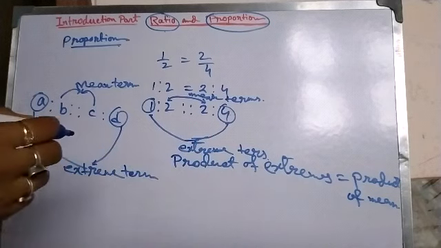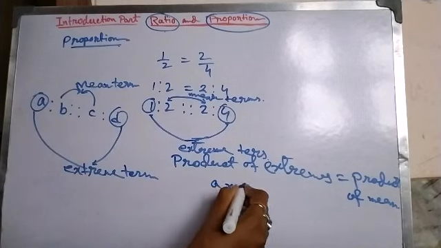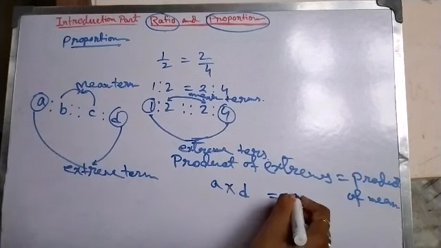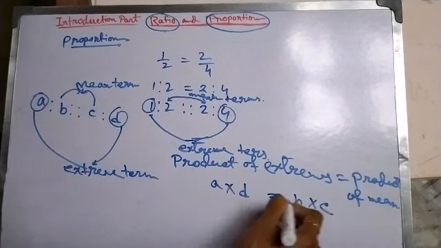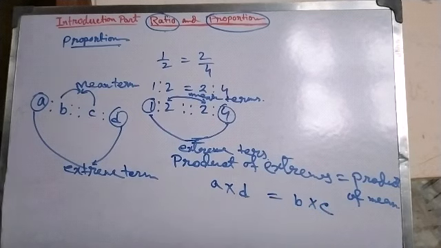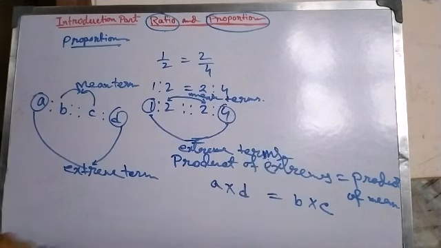So if we find out, suppose A into D equal to product of means, that means B into C, then we get them equal. This left hand side and right hand side will be equal. Then we can say that they are in proportion. So this is the way.